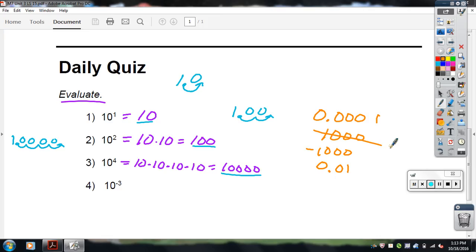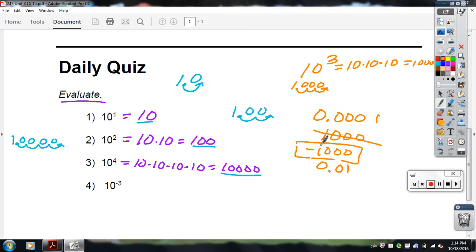It's not 1,000. 1,000 would be 10 to the positive 3. That would be 10 times 10 times 10, which is 1,000. Or again, we take the decimal point and move it 1, 2, 3 times. That would be 1,000. So 10 to the positive 3 is 1,000. This is 10 to the negative 3. Let's deal with negative 1,000.